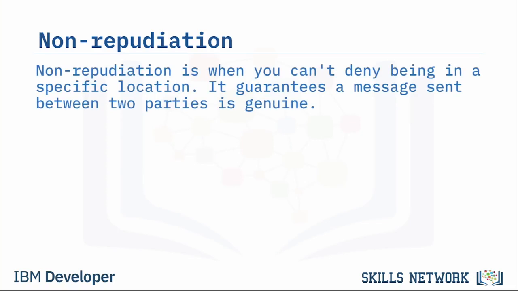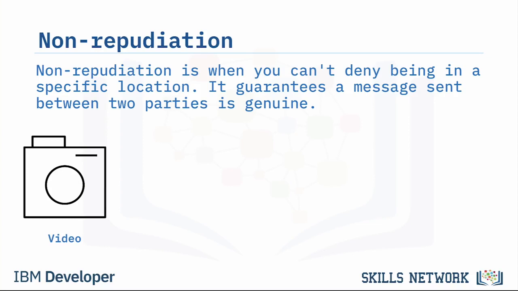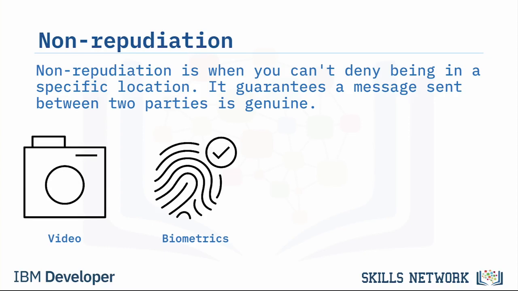Non-repudiation is when you can't deny being in a specific location. It guarantees that a message sent between two parties is genuine, like a digital signature. It includes video, clear recordings of a person entering, leaving, or occupying a space. Biometrics, fingerprint or iris scans can confirm whether a person physically accessed a device, network, or area.